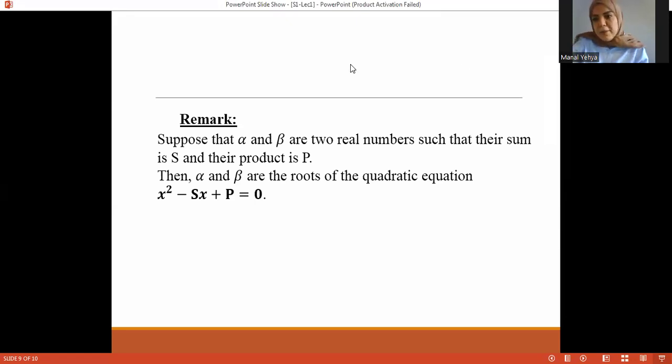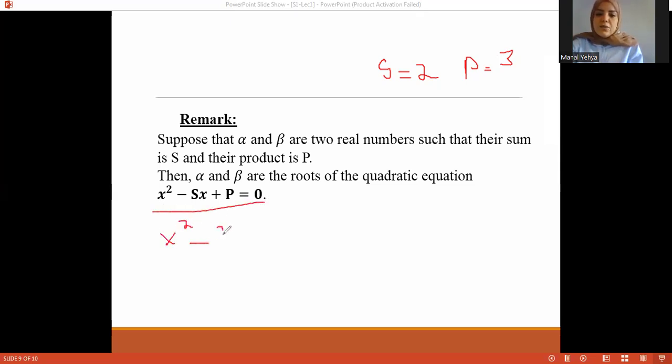Suppose, for example, I told you that the equation has roots with a sum of 2 and a product of 3. Can you write for me, please, the quadratic equation? You can directly write it using this equation: x squared minus 2x plus 3 equals 0. And this is the quadratic equation. You can write it directly. So there is a relation between the sum and the product and the equation itself.